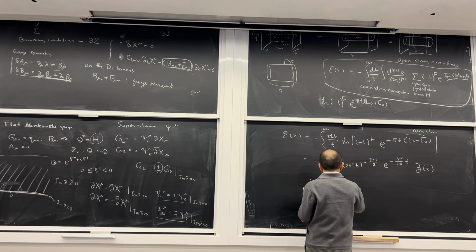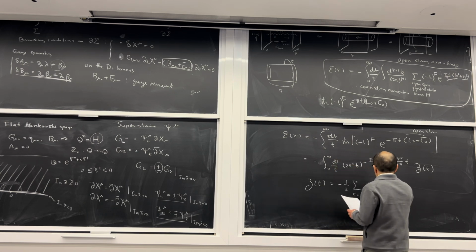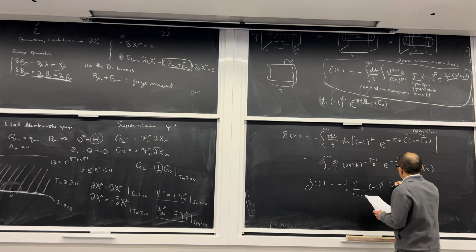So that is equal to -1/2 of the sum over s equal to 2, 3, 4 of (-1) to the s, the theta function.